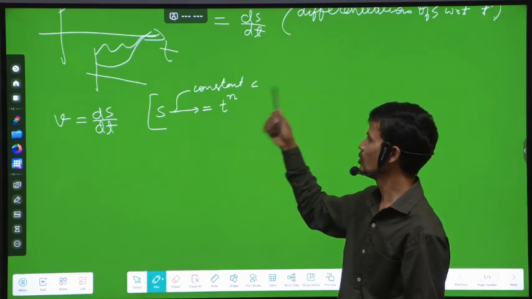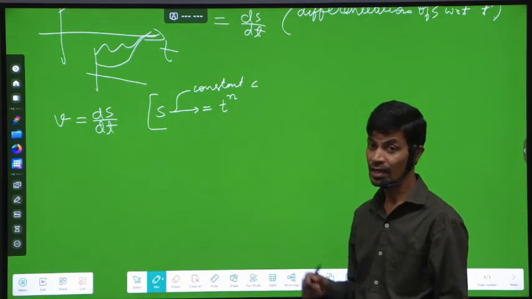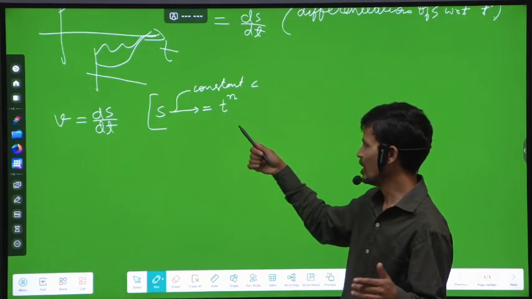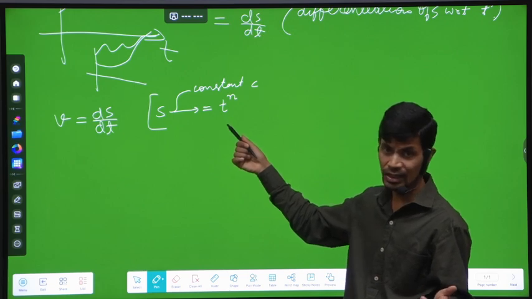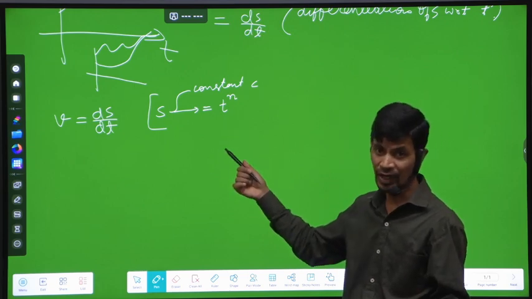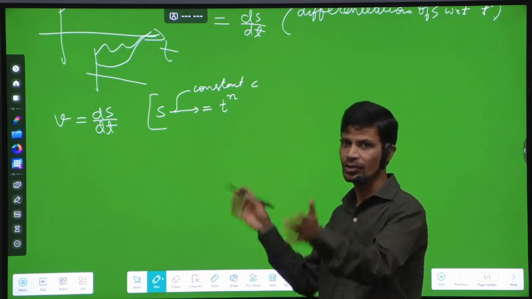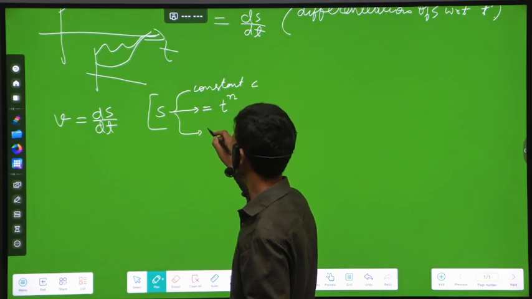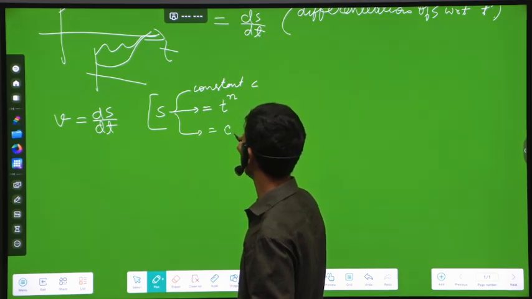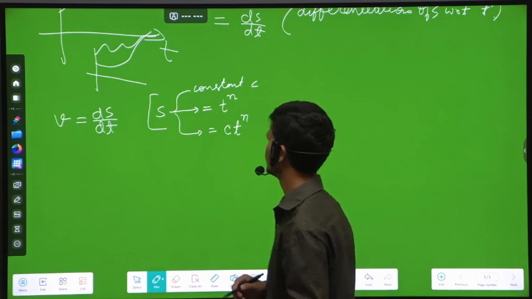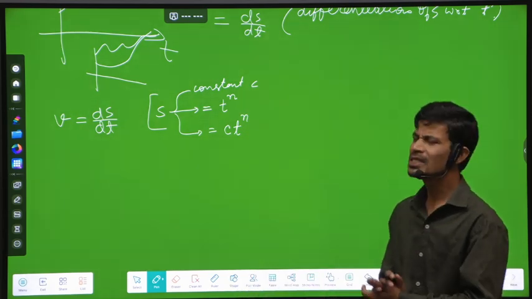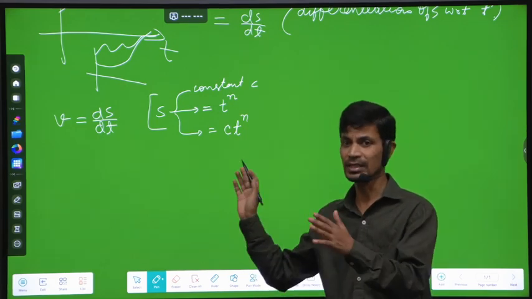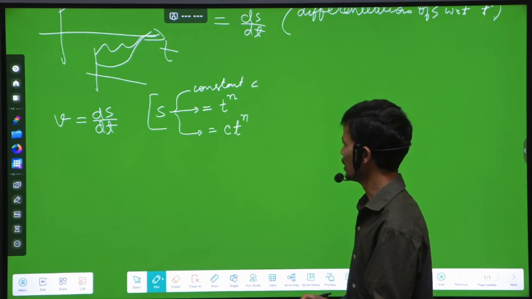s is equal to t to the power n. And now don't think how s is equal to t. Maybe there are some constants involved in it, and that constant is 1. So ultimately units will be taken care of, or it is equal to some constant multiplied by t to the power n. So there are basically 3 cases. Otherwise there are several cases, but basically I am taking only these 3 cases.